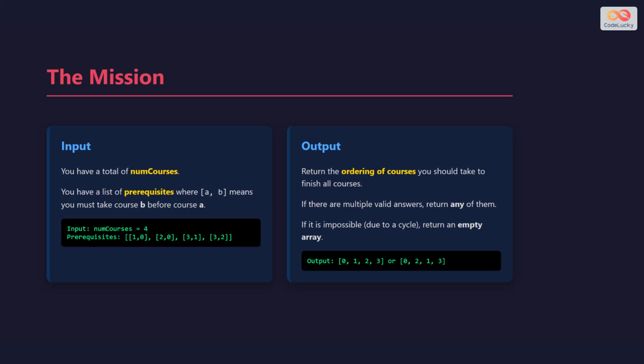Here is the scenario. You need to take a total of numCourses courses, labeled from 0 to n-1. You are also given a list of prerequisites. For example, the pair [1, 0] means you must take course 0 before course 1. Your goal is to return a valid ordering of courses to finish all of them. If it is impossible because of a cycle, like course A requires B and B requires A, you should return an empty array.